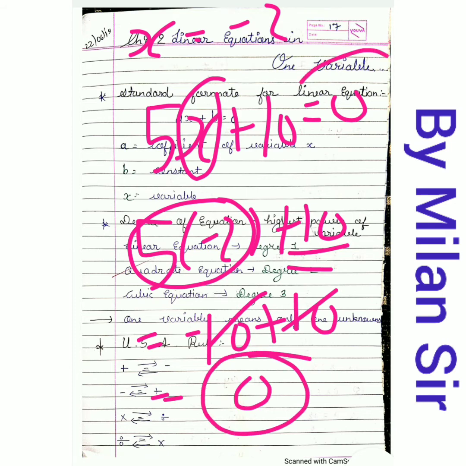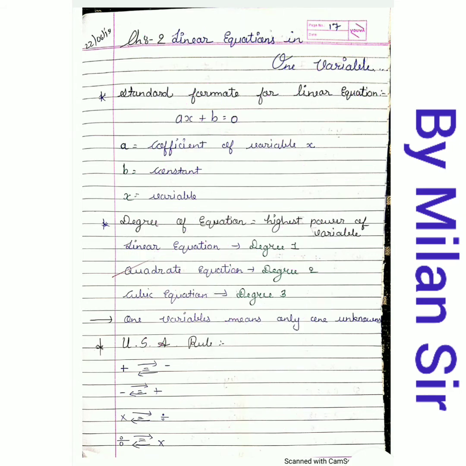So this is our right hand side. That means x equals minus 2 satisfies this equation. So x equals minus 2 is called the solution of the linear equation. The solution of a linear equation means the value of x which satisfies the equation. So this is the solution of the equation.